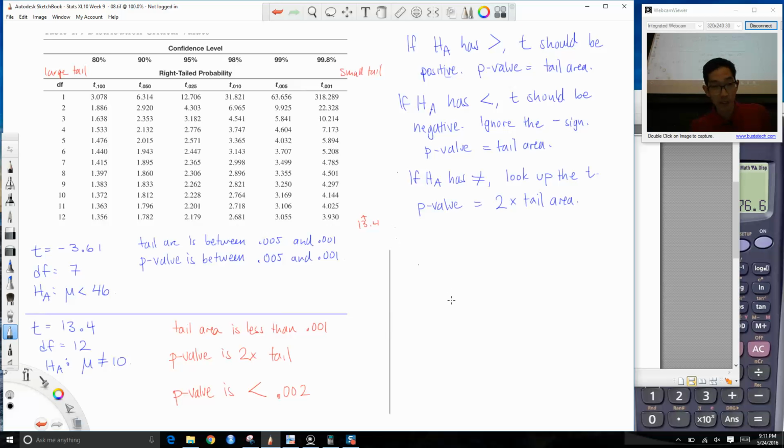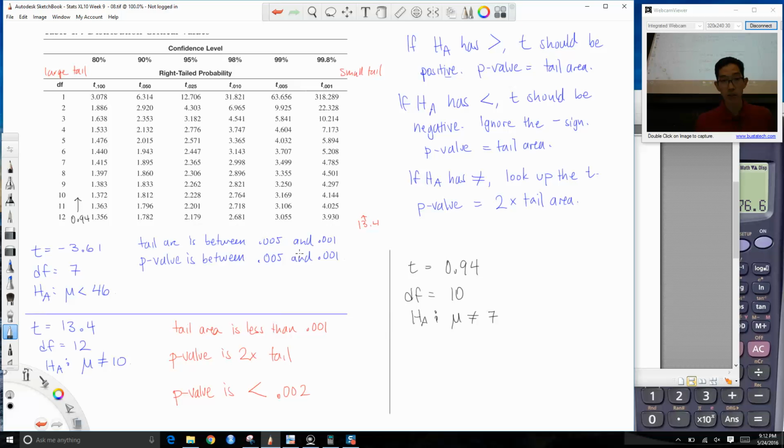Okay, so last one, we'll say t is equal to 0.94, and you have degrees of freedom equal to 10. And let's say your alternative is mu is not equal to 7. So in this case, we're at 10 degrees of freedom, and 0.94 is smaller than 1.372.